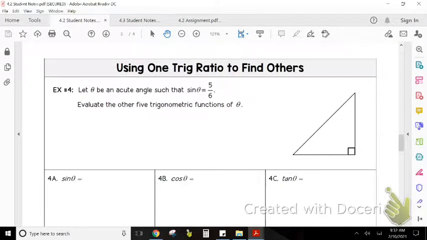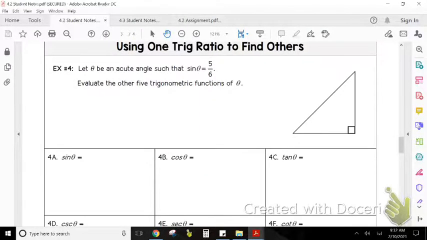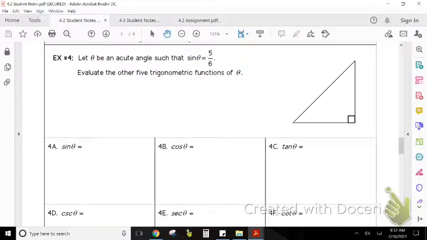Alright, so using one trig ratio to find others. Example 4 says let theta be an acute angle such that sine of theta is equal to 5 over 6. It says evaluate the other trig functions of theta. Well, first thing is, what do we know about sine in terms of the side of the triangle? Remember that sine is opposite over hypotenuse.